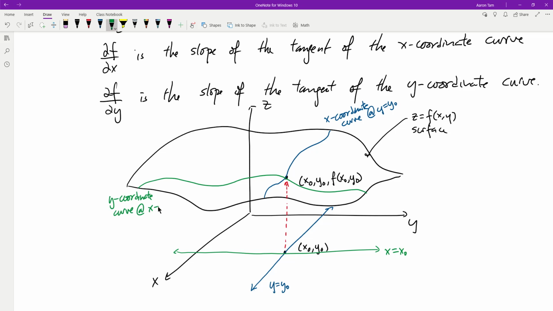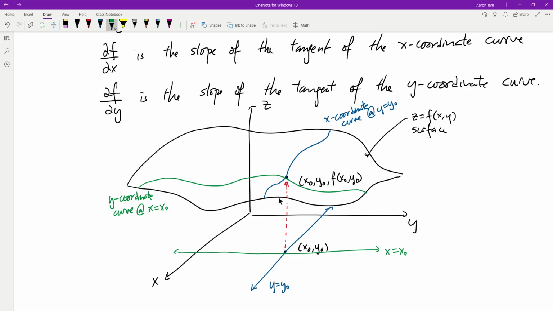So this becomes a y-coordinate curve at x equal to x sub 0. And with the partial derivative df over dy forming the slope at this point, and with this point, I can also write a tangent line that goes in the y direction.